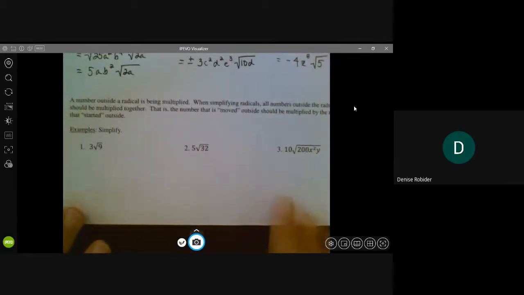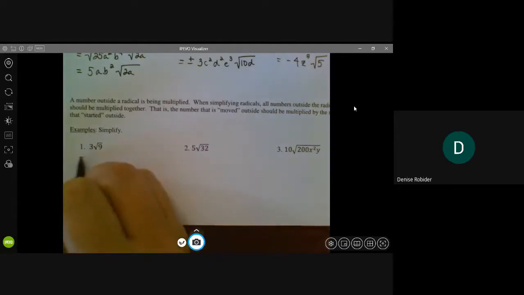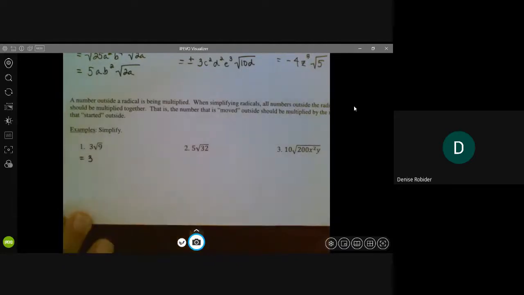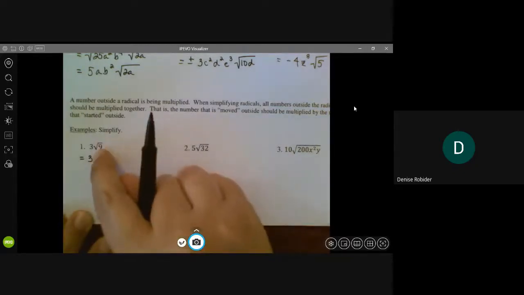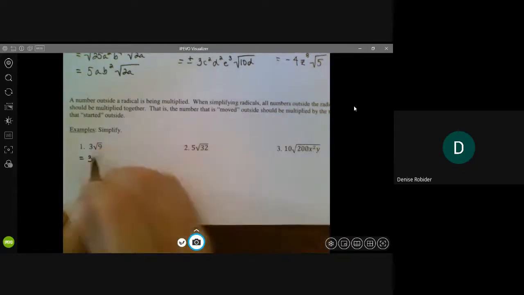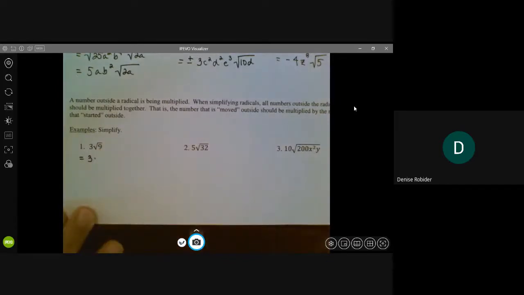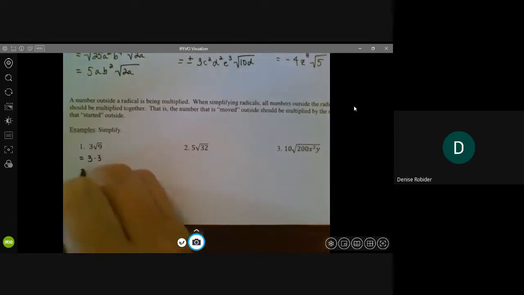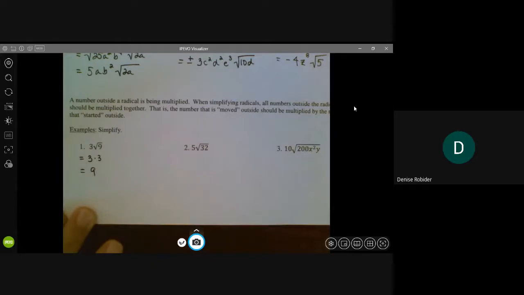Okay, when there's a number outside, it's just being multiplied by the radical. So think of this. 3, I either bring it down or I break it down. That's my favorite thing to say in algebra. I can't break this down any further, so I bring it down as a 3. I can break down the square root of 9. The square root of 9 is 3. So here we get 3 times 3 is 9.